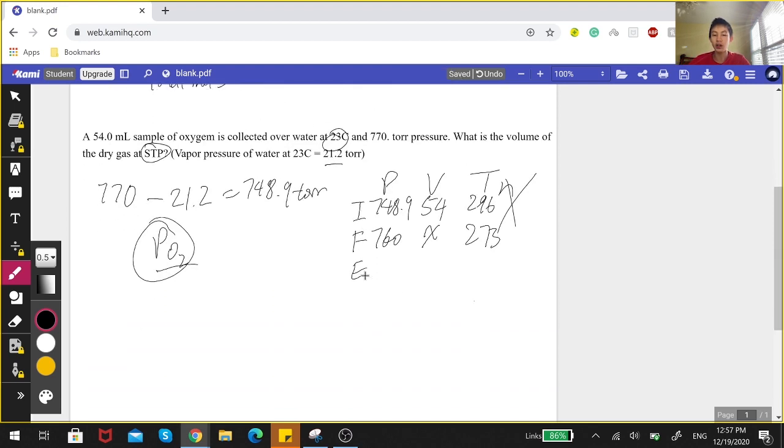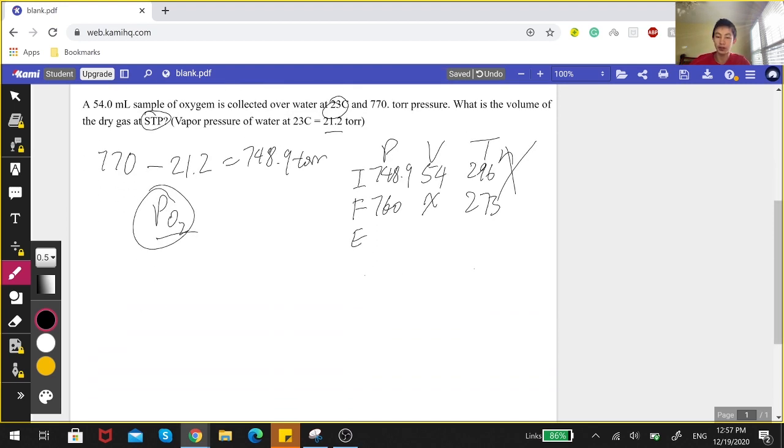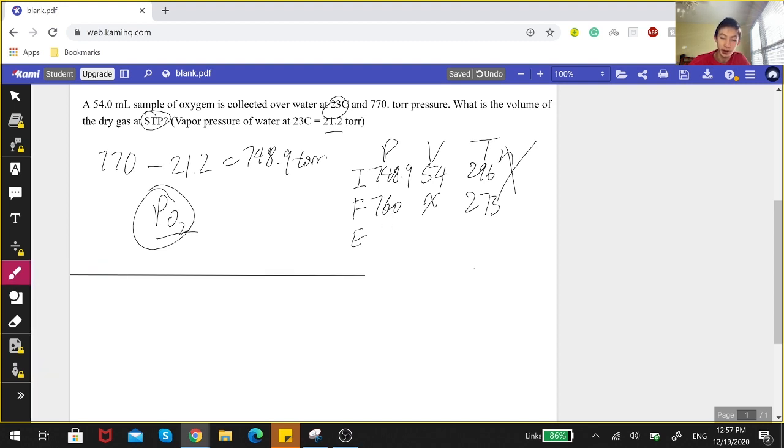Now we're going to have to use our other gas laws to find if P increased or decreased. What happened to pressure? Pressure increased. Pressure and volume are inversely related, so an increase in pressure means a decrease in volume. So first we use the volume, 54, times a decreasing factor, so 748.9 will go on top and 760 will go on bottom.